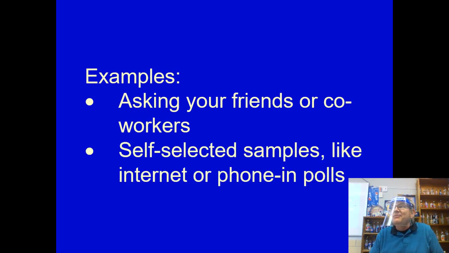Another thing that happens a lot these days are what we call self-selected samples. These are things that you see on the internet where you can click here to register your opinion, or things where you call a phone number or text something to participate in a poll. If you see something that people have selected themselves like that, it's probably not going to be very reliable.